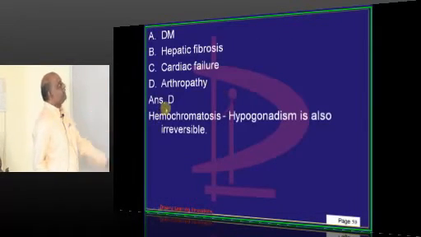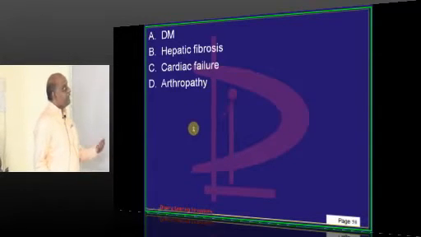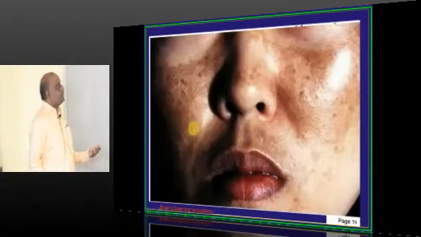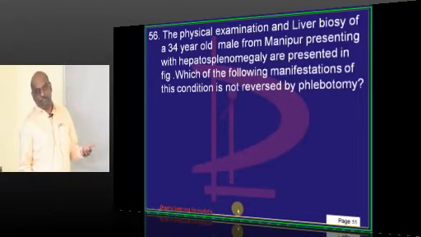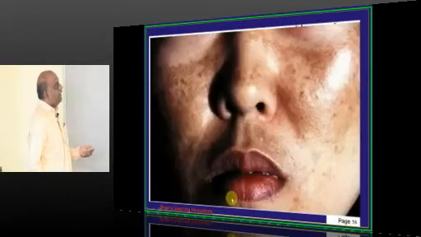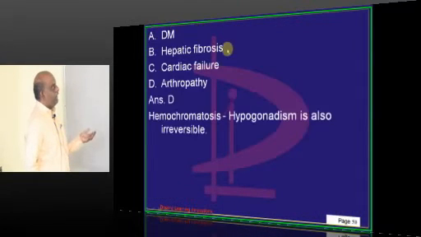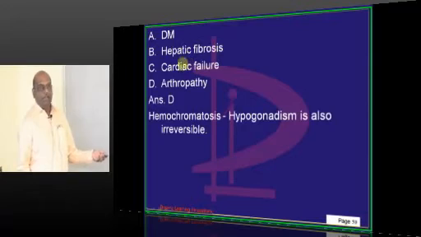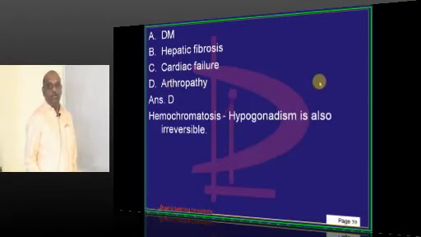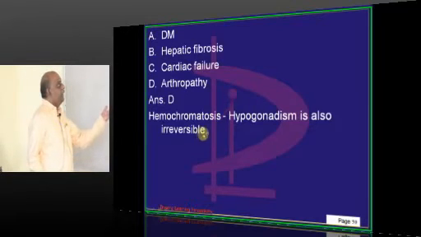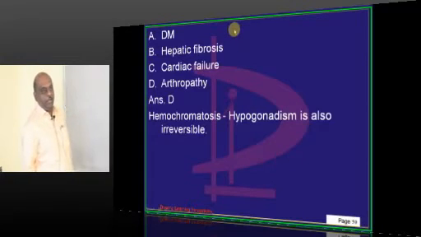Now what are the complications of hemochromatosis, doctor? Which are reversible versus those which are irreversible. So if you do phlebotomy regularly, you can control the degree of diabetes, degree of hepatic fibrosis and cardiac failure, but not arthropathy. Similarly, hypogonadism, which you see in case of hemochromatosis, is also irreversible.